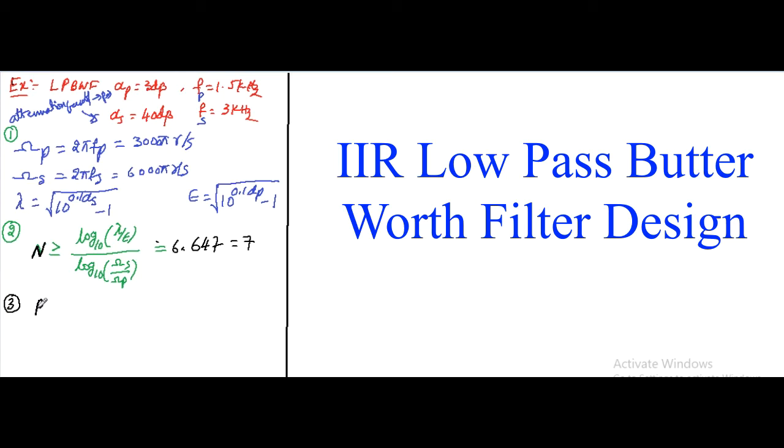For the pole locations, now I'm writing one standard formula like this: P k is equal to omega c e to the power of j pi k. This is one of the standard formulas for finding poles. Omega c is the cutoff frequency. For easy calculation purposes, I am assuming here omega c is equal to 1. Otherwise, we have one standard formula to determine omega c.